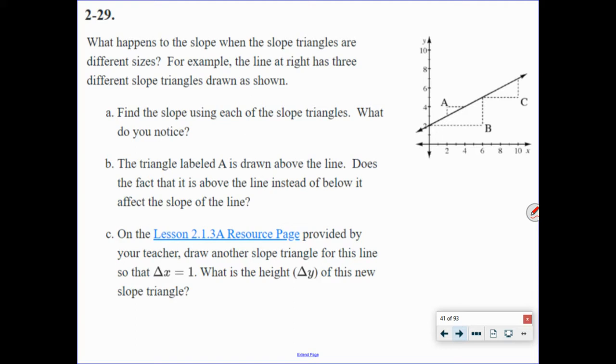Okay, 229. It's in your handout, right in the bottom left corner. So try it. Find out what is the slope. What do you got?